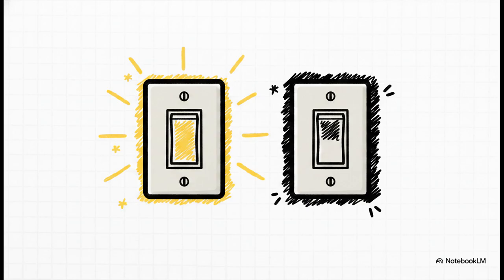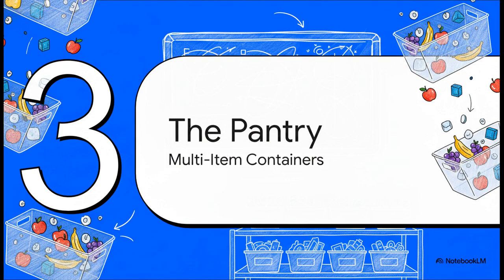Then we have Booleans, abbreviated as bool. These are incredibly simple, but basically the foundation of coding. A Boolean is exactly like your pantry light switch. It is either true, meaning the light is on, or it is false, meaning the light is off. There is absolutely no in-between here, no dimmer switch. It's completely binary, and we use it constantly in coding to make yes or no decisions. Next up, the pantry. Multi-item containers.